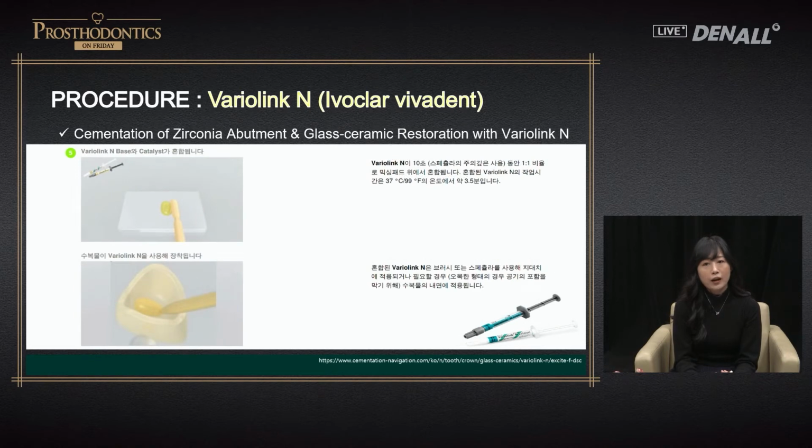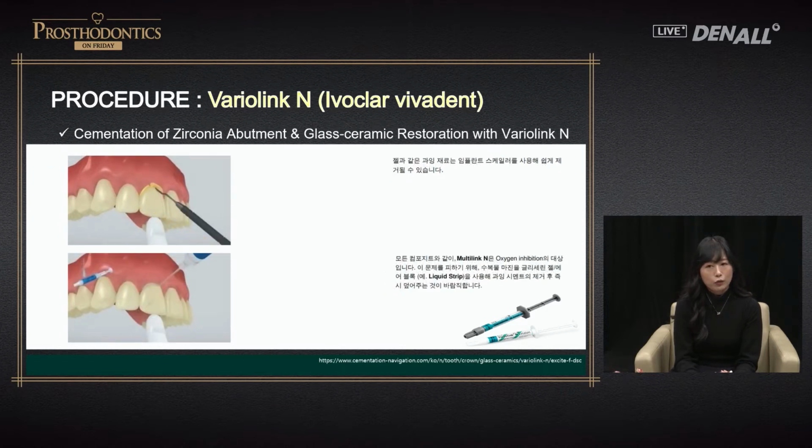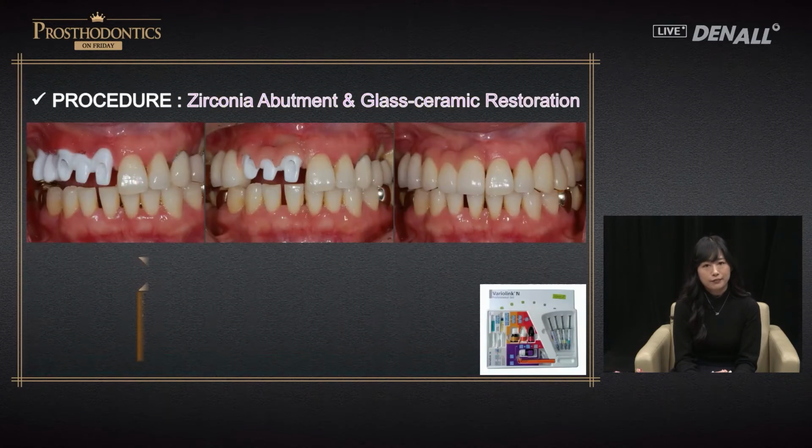Variolink N, which is a mixture of base and catalyst, is applied on the inner surface of restoration. Abutment is placed, tack curing is done. After initial setting, remove excess cement and apply liquid strip on the margin. After curing, check aesthetics, occlusion, and marginal fitness, and do final polishing.